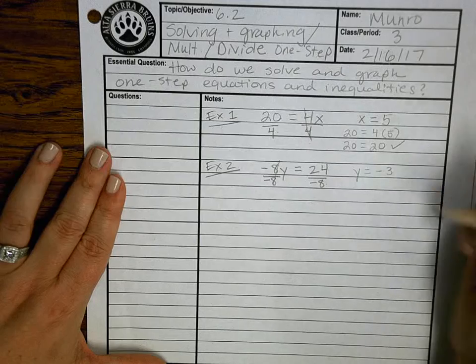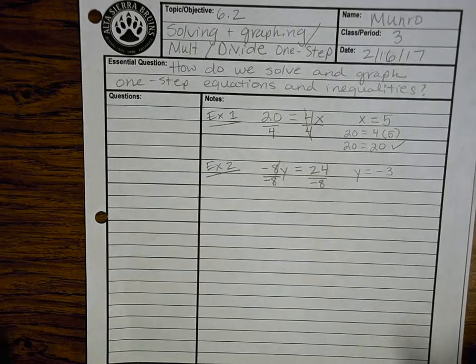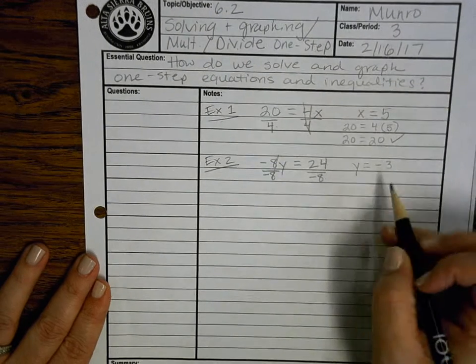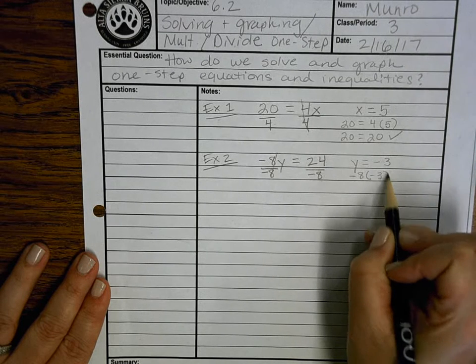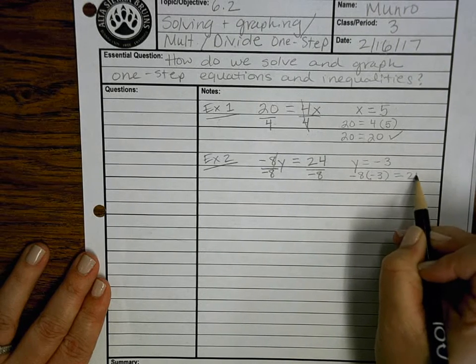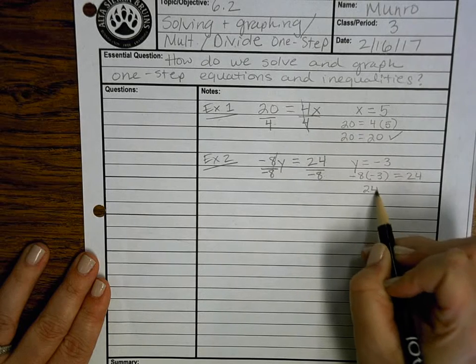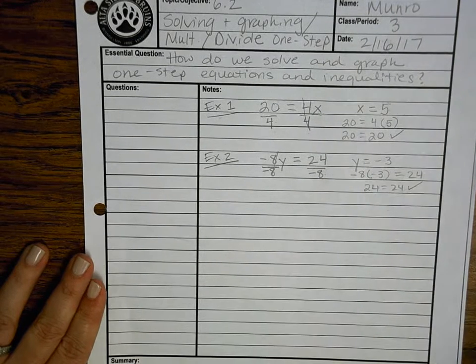Negative 3. Now, a lot of people do these too fast and they forget to put the negative, but if you plug it back in, you can always check. So let's plug it in. Negative 8 times negative 3, and that should equal positive 24. Does it work? Yep. Question?